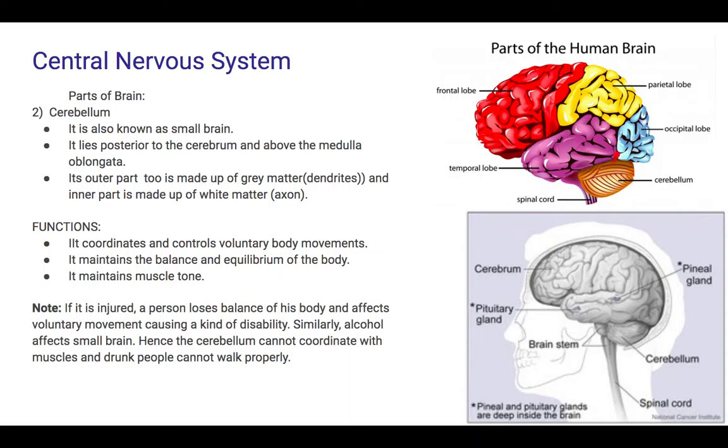Now if this part of brain is injured, then a person will lose the balance of the body and cannot show voluntary movement, and because of that the person becomes disabled. That is why in a drunk person, the alcohol will affect this part of brain. Because of that, the person loses coordination among the muscles and he cannot walk properly.